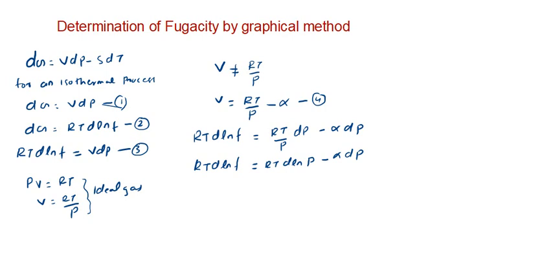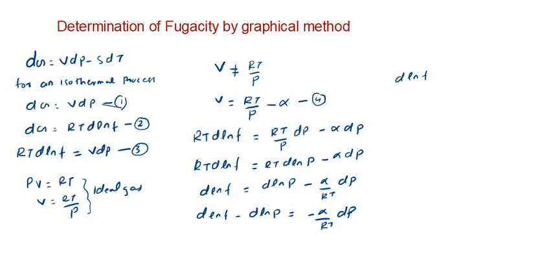If we divide this equation throughout by RT, then d ln f = d ln P - (alpha/RT) dP. Or d ln f - d ln P = -(alpha/RT) dP. Before integration we can write d ln (f/P) = -(alpha/RT) dP.